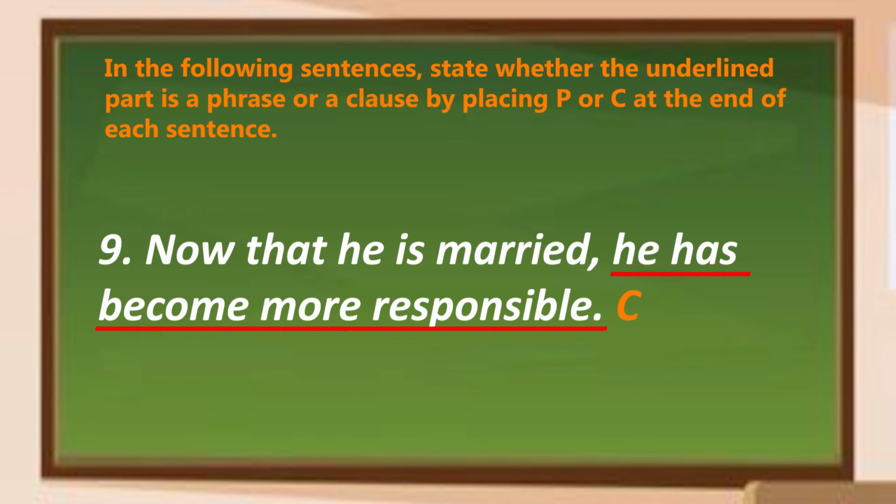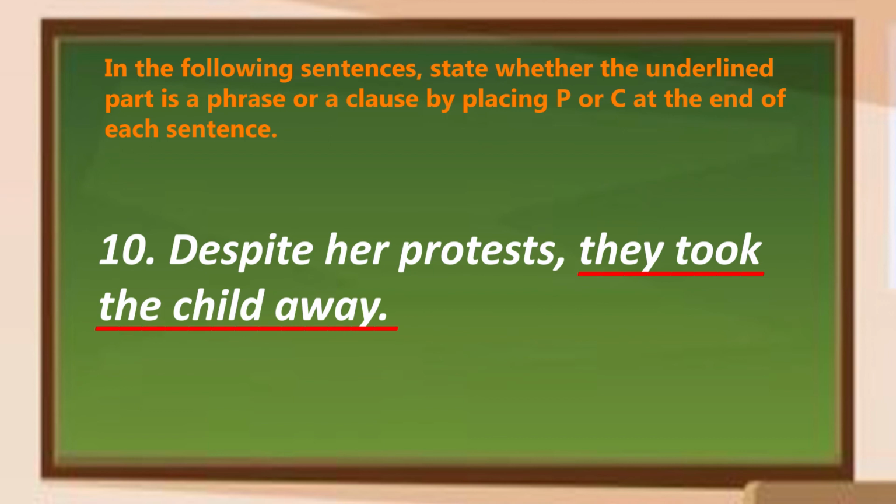And finally, number 10. Despite her protests, they took the child away. And the part of the sentence that is underlined reads, they took the child away. Is this a phrase or a clause? This is a clause. Very good. We have the subject they and the verb took. And it makes complete sense.